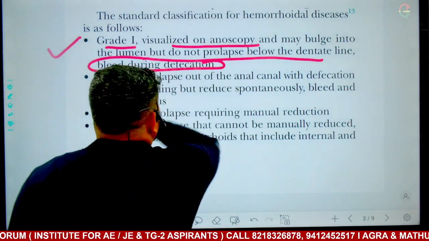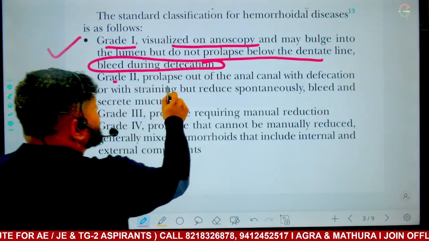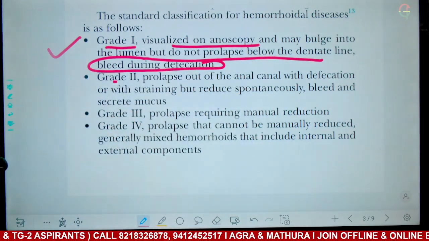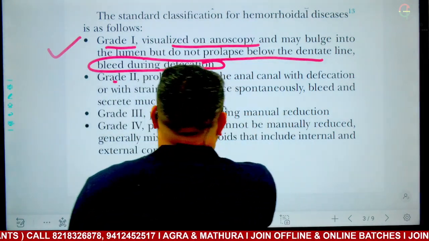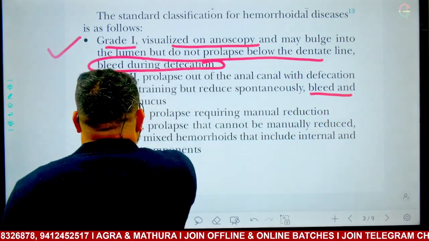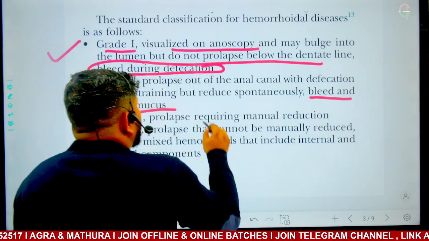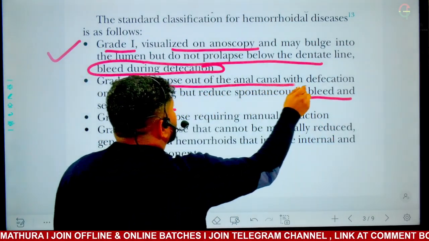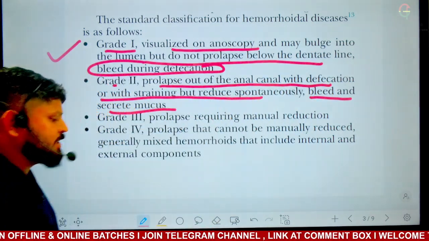The main feature you have to keep in mind is that it bleeds during defecation. In the second grade, it prolapses out of the anal canal with defecation or with straining, but reduces spontaneously, bleeds and secretes mucus. The most important factor to keep in mind is that it secretes mucus and it bleeds. And what about the condition of prolapse? Prolapse out of the anal canal with defecation or with straining, but reduces spontaneously.